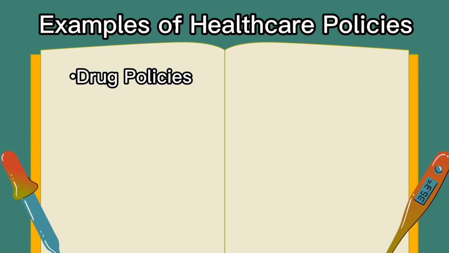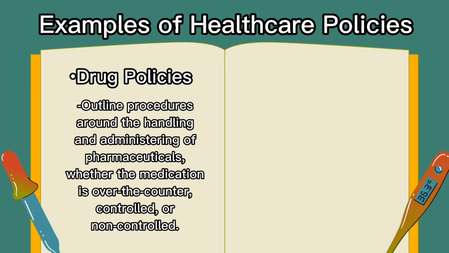Drug policies. Drug policies outline procedures around the handling and administering of pharmaceuticals, whether the medication is over-the-counter, controlled, or non-controlled. Drug policies cover what to do if inventory is missing, if medication was incorrectly administered or prescribed, or if any other errors occur related to drug handling. They can include protocols for recording and delivering each medication.